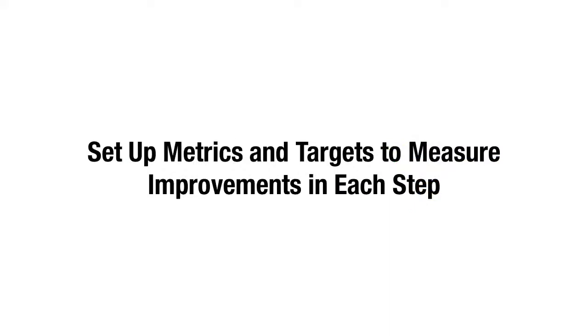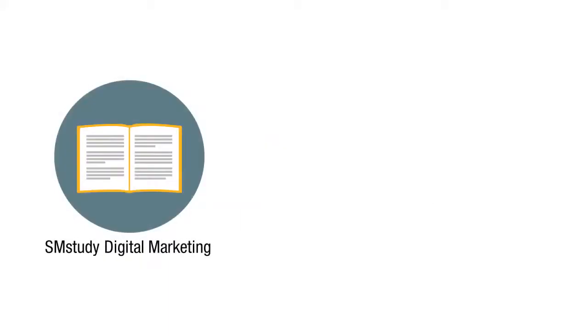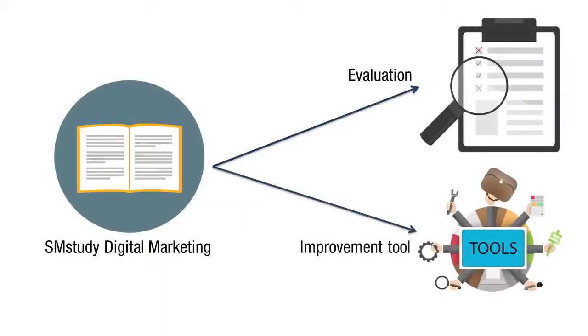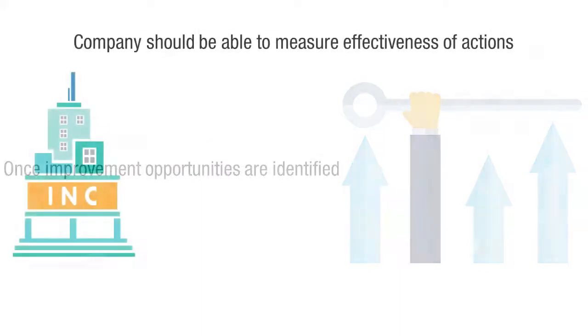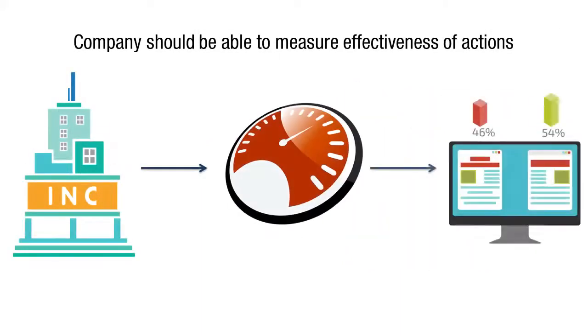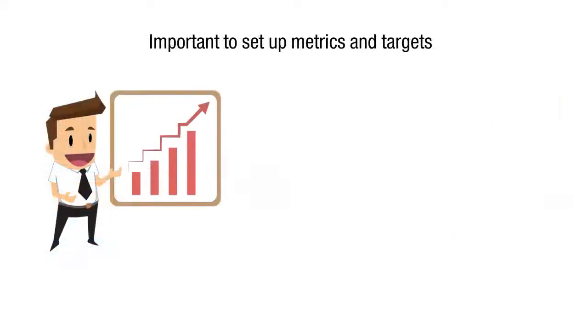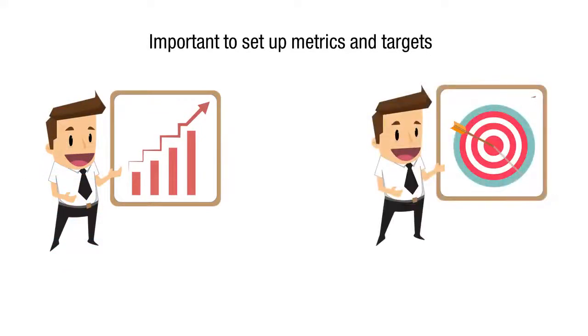Set up metrics and targets to measure improvements in each step is the fourth and final step in the SMstudy Digital Marketing Evaluation and Improvement tool. Once improvement opportunities are identified, a company should be able to measure the effectiveness of actions undertaken to implement those improvements. For this, it's important to set up metrics and targets for each action.